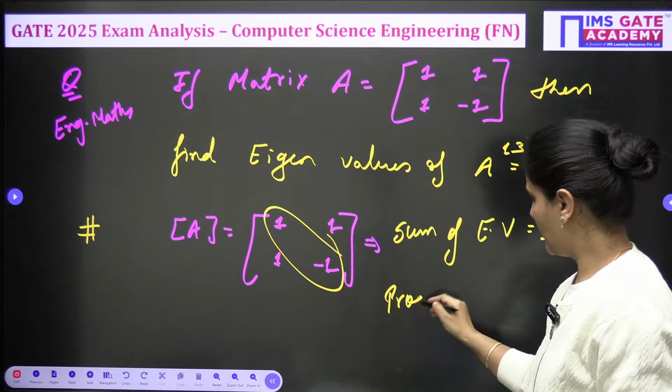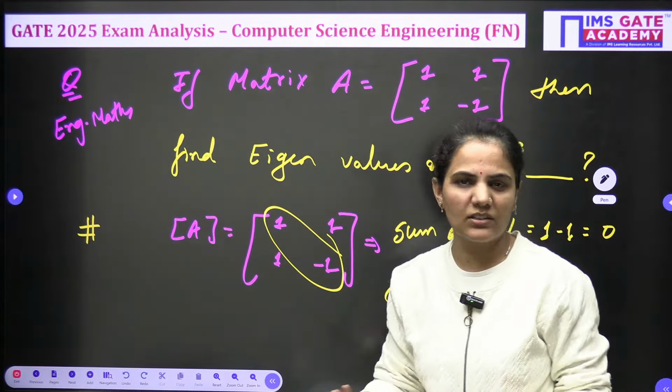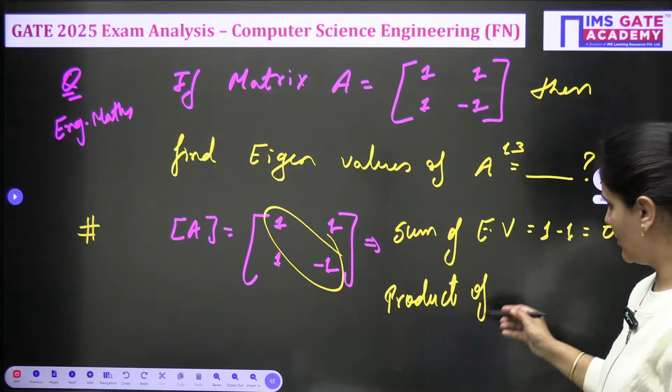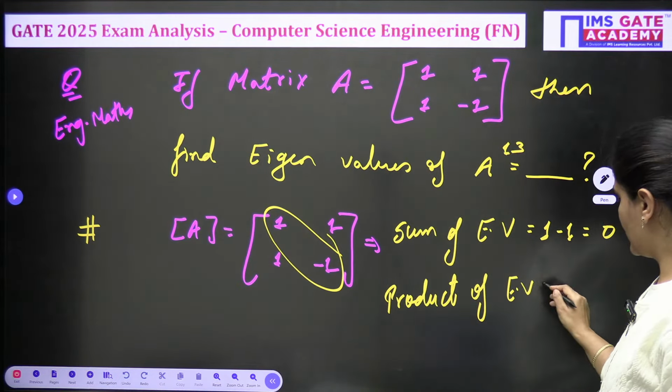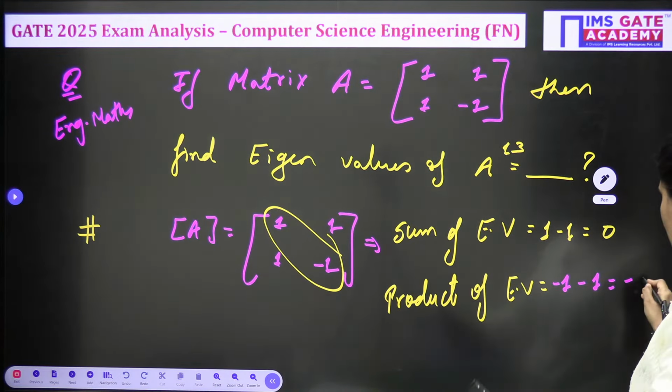Second, I will go with the product of eigenvalues. You can use the characteristic equation, but I will not suggest it. We can solve it directly, and within a few seconds we can solve it. I'm sure my students solve this question very easily. The product of eigenvalues is nothing but the determinant. So minus 1 minus 1, which is minus 2.